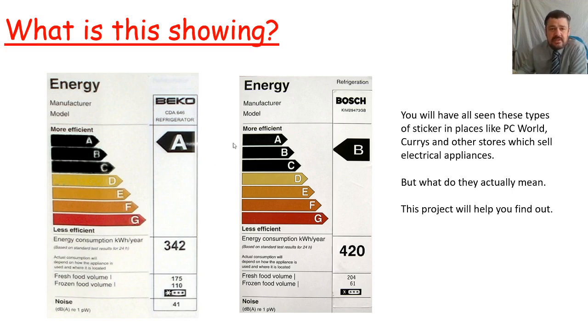So, these two stickers here, what are they actually showing? You've probably seen them absolutely everywhere. They come on all different electrical appliances. When you get new things, new fridges, new washing machines, new tumble dryers, there will always be this kind of information on there. What does it actually mean?